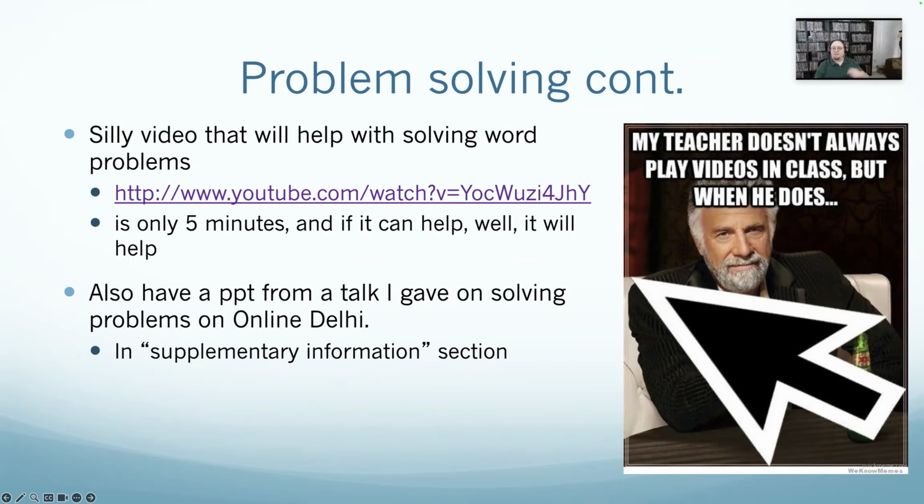But let's go back to velocity and let's solve a velocity problem. And here's my problem.